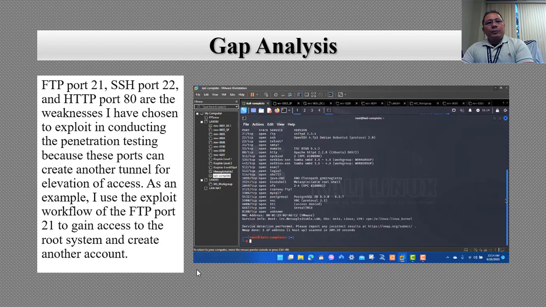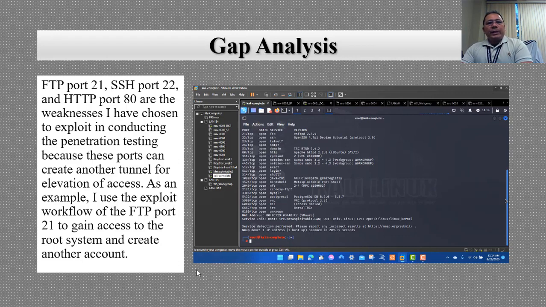In terms of the criticality, restricting access to these ports can be considered a critical security measure. FTP, SSH, and HTTP are commonly used protocols that can provide attackers with a way to gain access to the system if not properly secured. And this can be seen in my video.